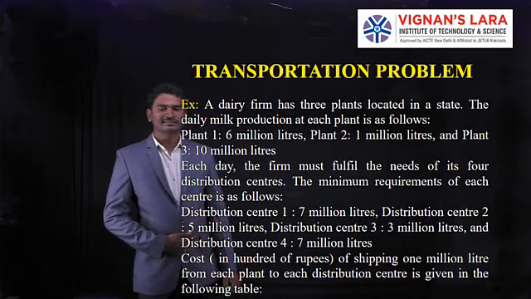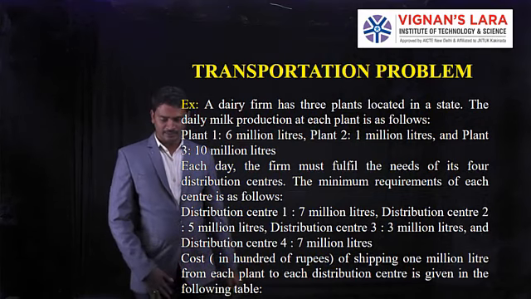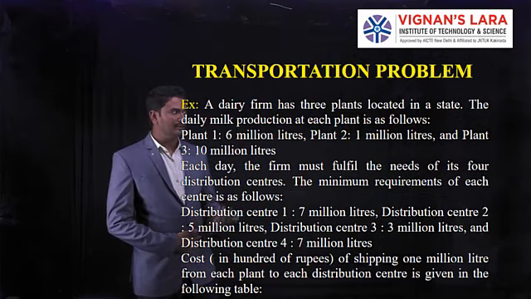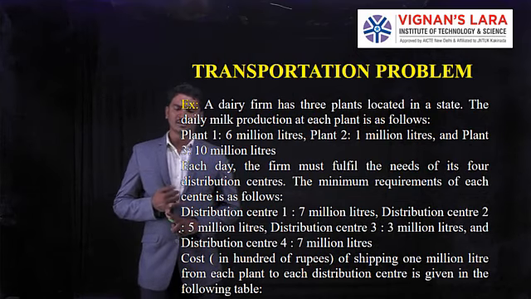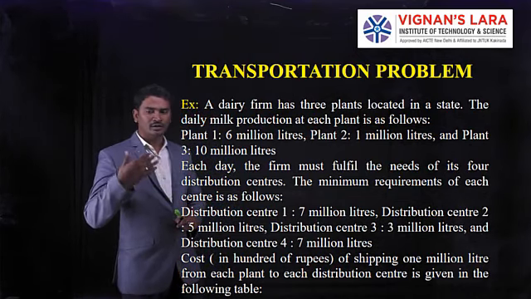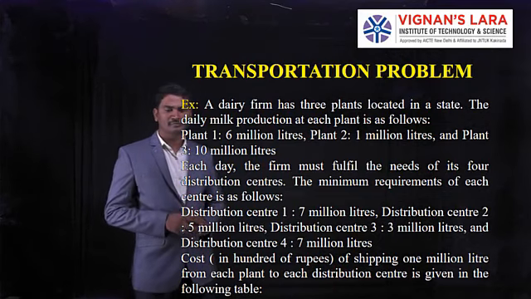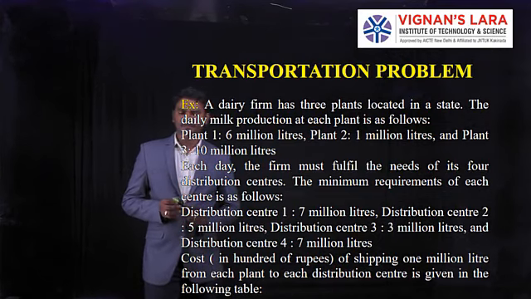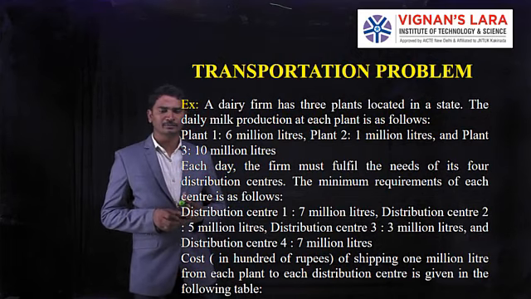Today we are going to discuss a transportation problem. In this problem, we are going to cover three cases: the northwest corner method, the least cost entry method, and Vogel's approximation method. We are going to cover these three methods in this problem itself. Here, the given problem is about dairy milk production.